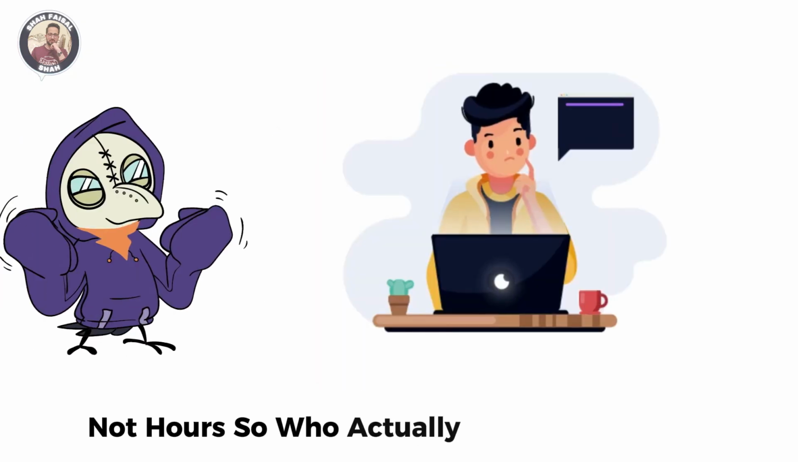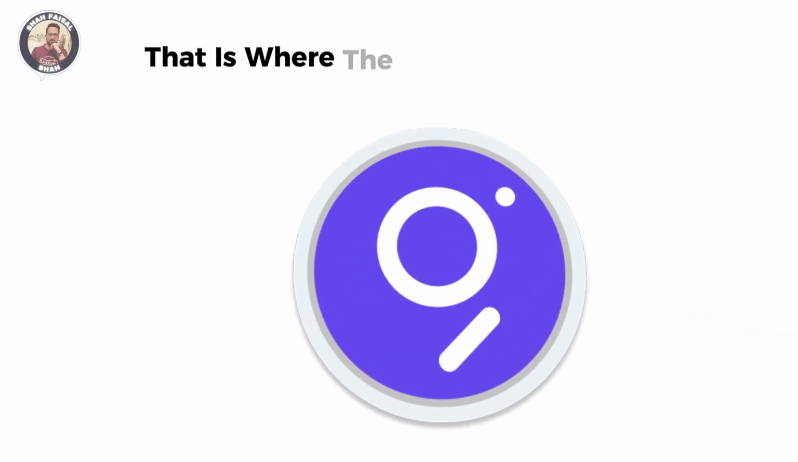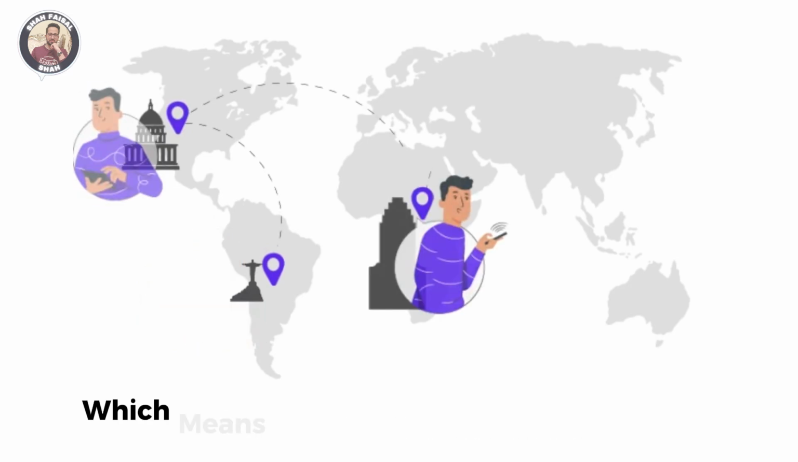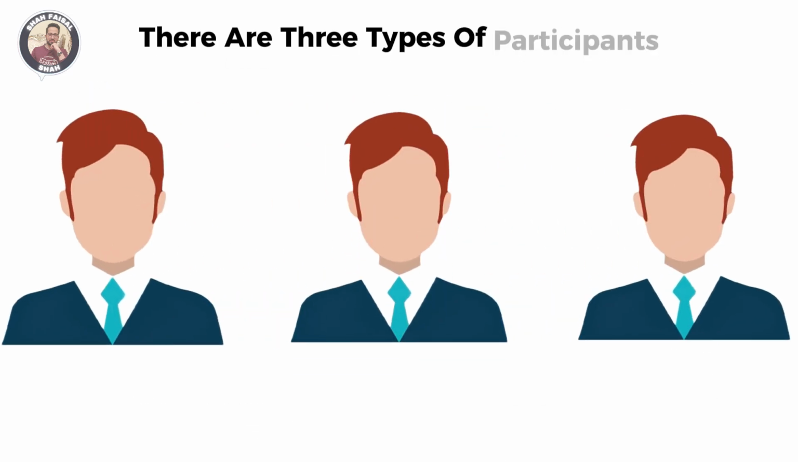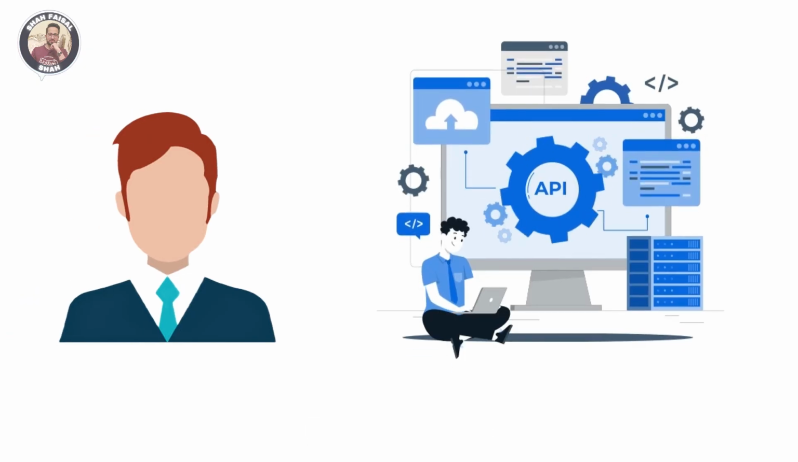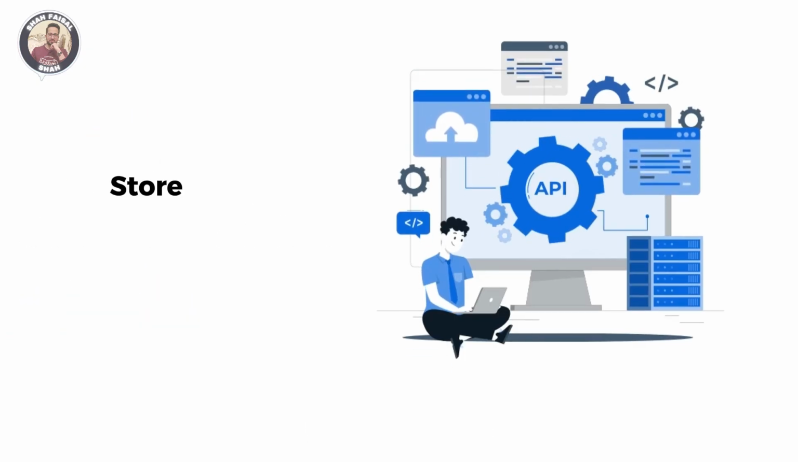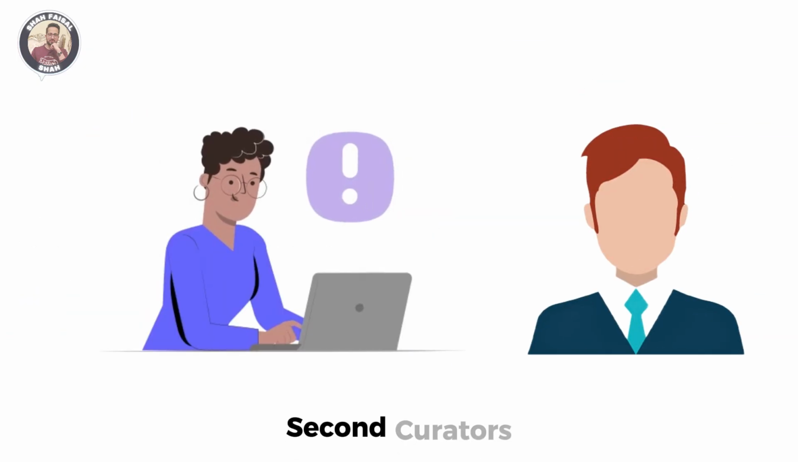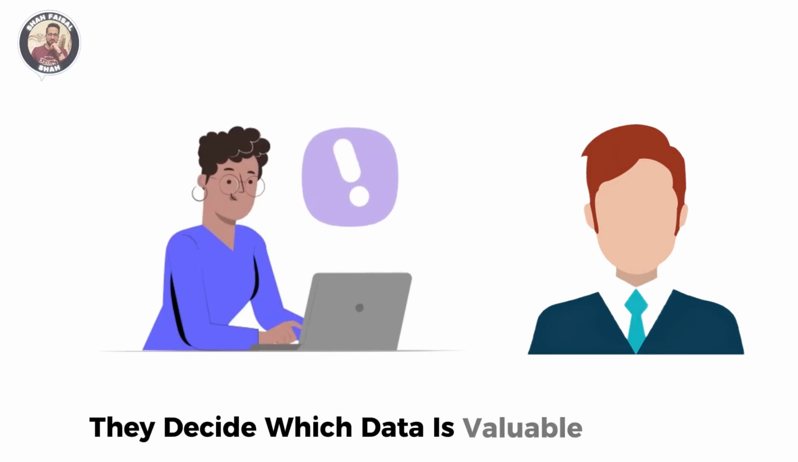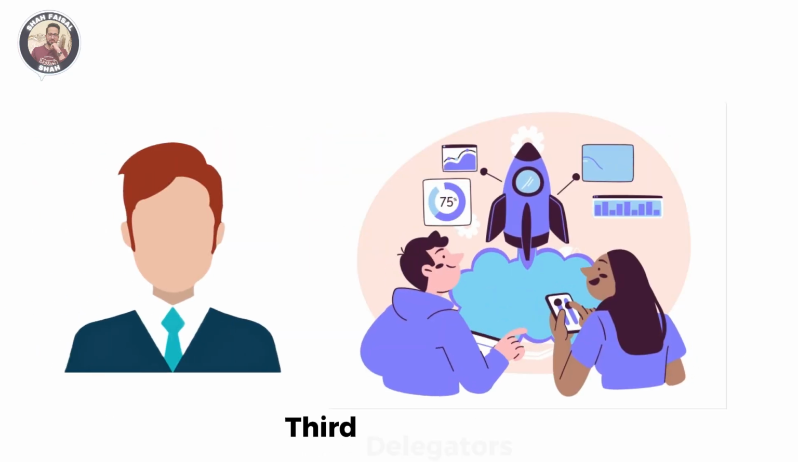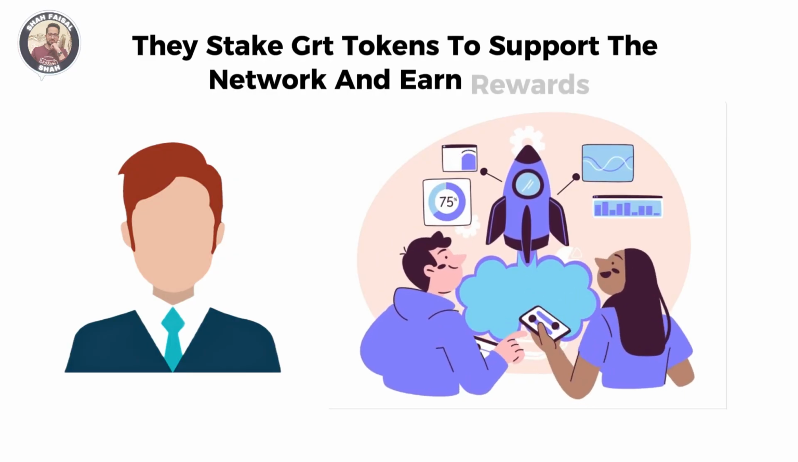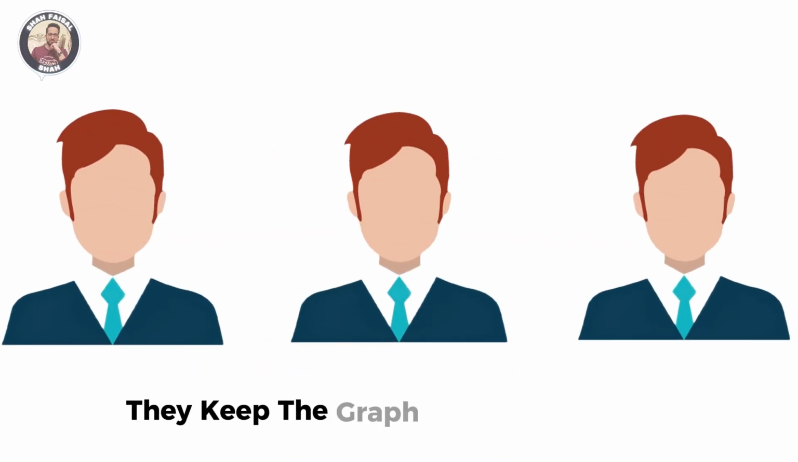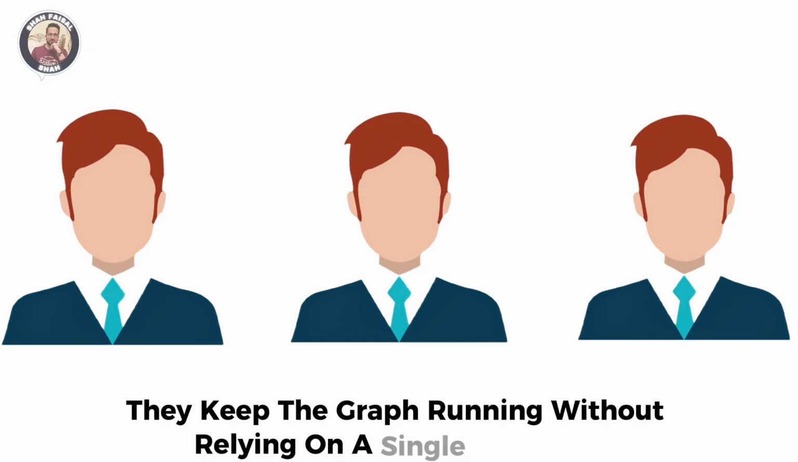So, who actually runs this system? That is where the GRT token comes in. The Graph is decentralized, which means it is powered by people around the world. There are three types of participants. First, indexers. They run the computers that process and store the data. Second, curators. They decide which data is valuable to index. Third, delegators. They stake GRT tokens to support the network and earn rewards. Together, they keep The Graph running without relying on a single company.